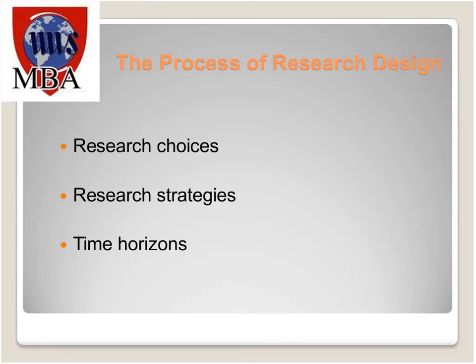Okay, the process of research design is research choices, research strategies, and time horizon. So if we want to divide the research design into three categories that help us do our research design better, we can say it comes to three options: research choices, research strategies, and time horizon. So for defining the research design, we should define research choices, research strategies, time horizon, and then finally we come to the research design.